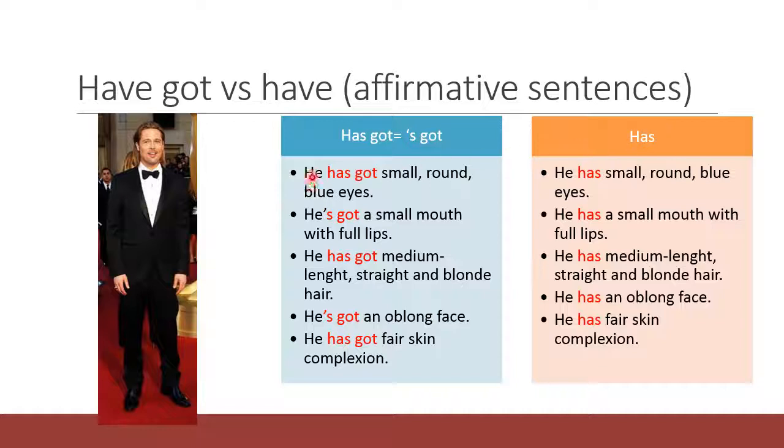So we can say he has got small round blue eyes or he has small round blue eyes. We can also say he has got a small mouth with full lips or he has a small mouth with full lips. He has got medium length, straight and blonde hair or he has medium length, straight and blonde hair. He's got an oblong face or he has an oblong face. He has got fair skin complexion or he has fair skin complexion.